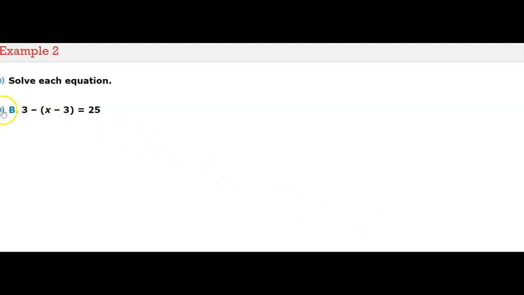This is another equation. Part B. 3 minus the quantity x minus 3 equals 25.